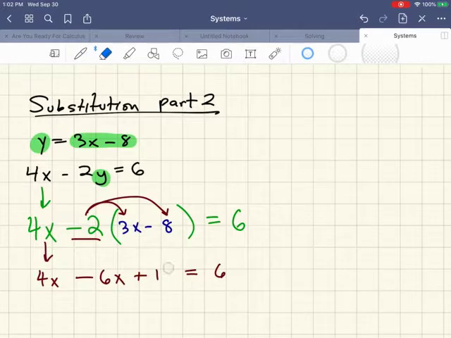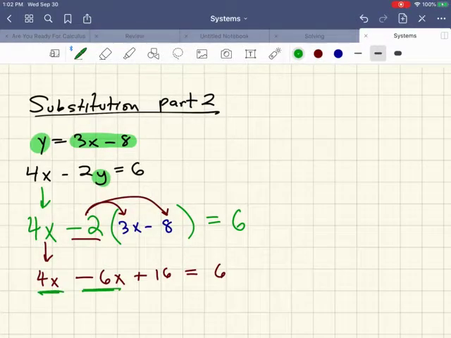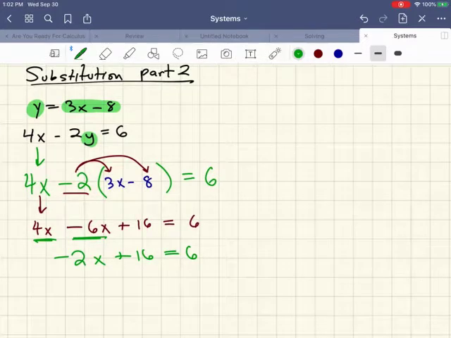I'm going to fix that 6, that bothers me. Not much better. Try it one more time. There we go. Now I'm going to combine like terms. I have 4x minus 6x, which gives me negative 2x, plus 16 equals 6. And now I have a two-step equation.